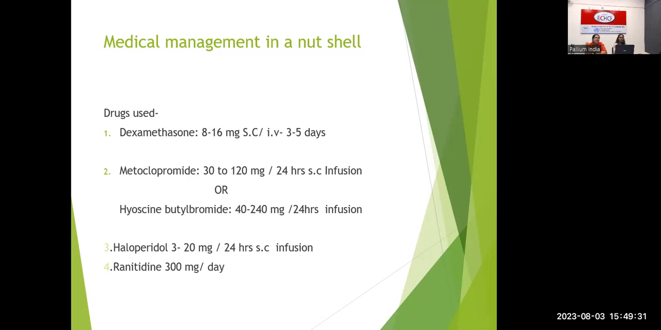Haloperidol can be added to decrease the vomiting. Ranitidine, here again, has anticholinergic property also. It is an antacid along with anticholinergic property. So it helps in decreasing the vomiting.